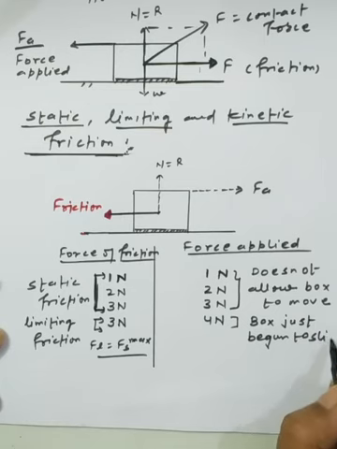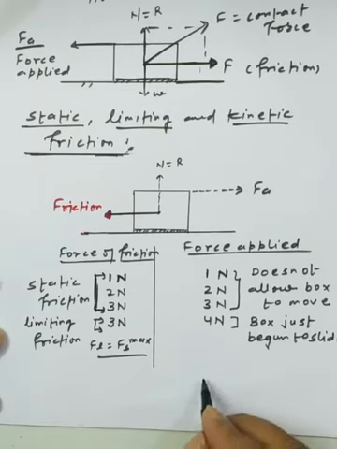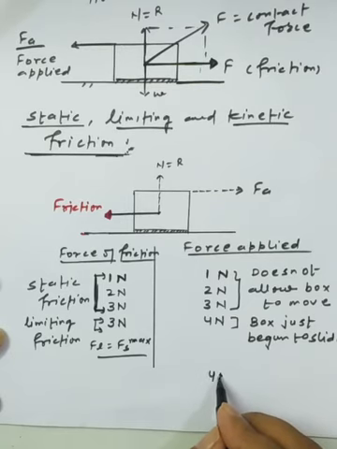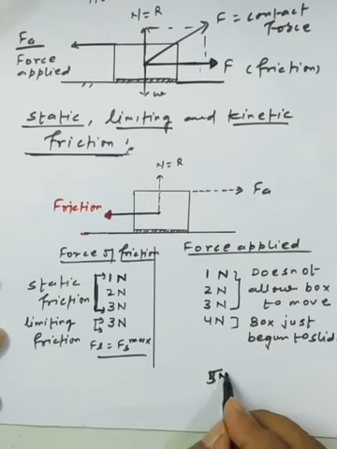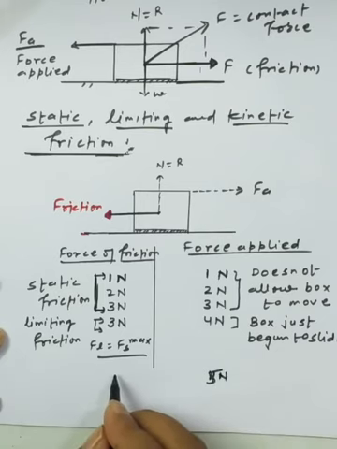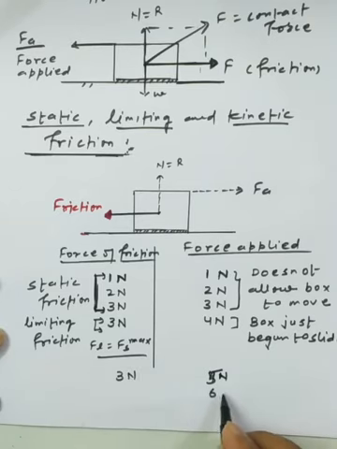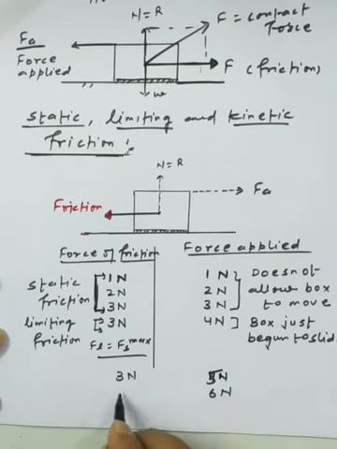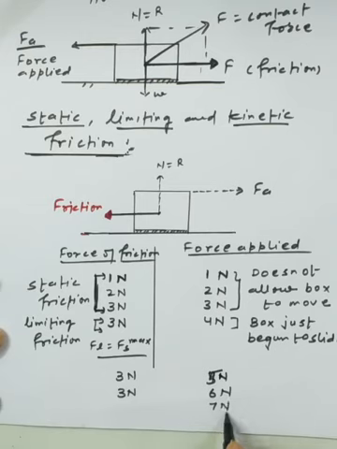Now we are increasing the magnitude of the applied force. After 4 Newton we increase to 5 Newton, and still the magnitude of the force of friction is 3 Newton. Now we apply 6 Newton, still the force of friction is 3 Newton, and then we increase to 7 Newton, and still the force of friction is 3 Newton.